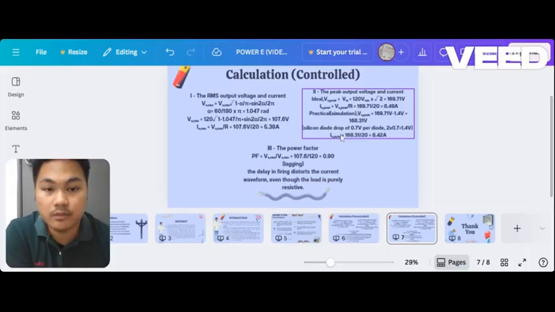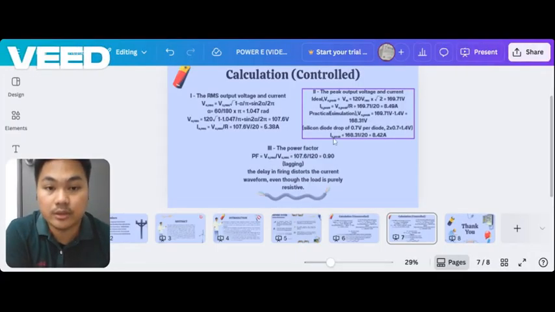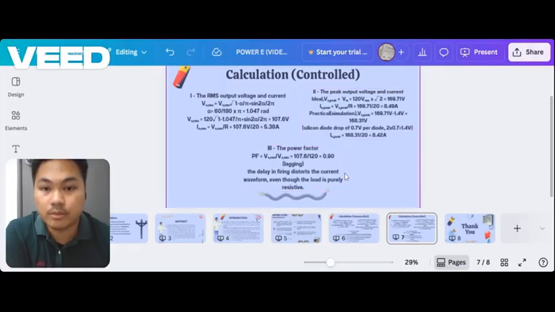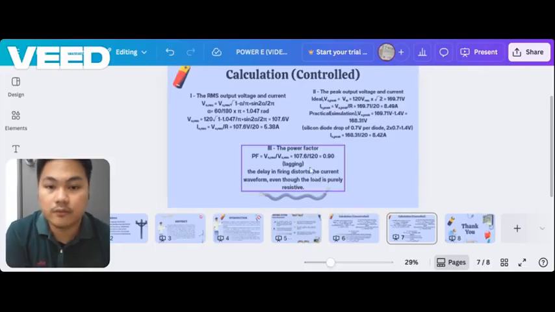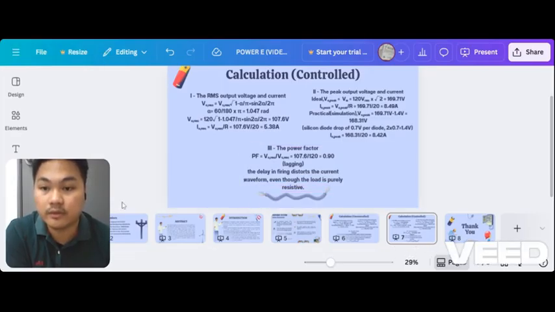The practical simulation value, V naught peak equal to 169.71 volt minus 1.4 volt, equal to 168.31 volt. So the power factor is equal to V naught RMS over Vs RMS. The V naught RMS value is 107.6 over 120 volt, and is equal to 0.90, which is lagging because the delay in the firing distorts the current waveform even though the load is purely resistive.